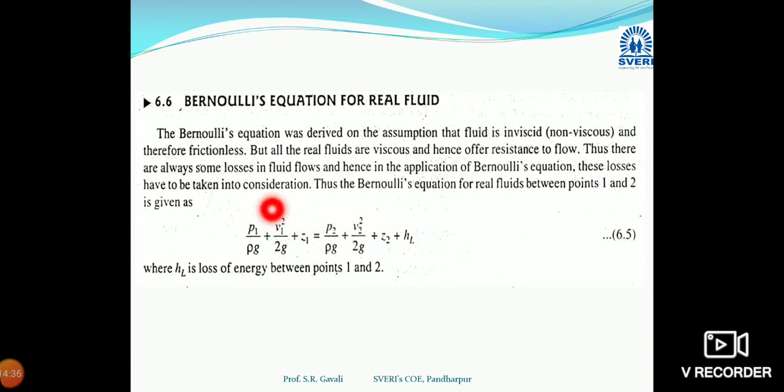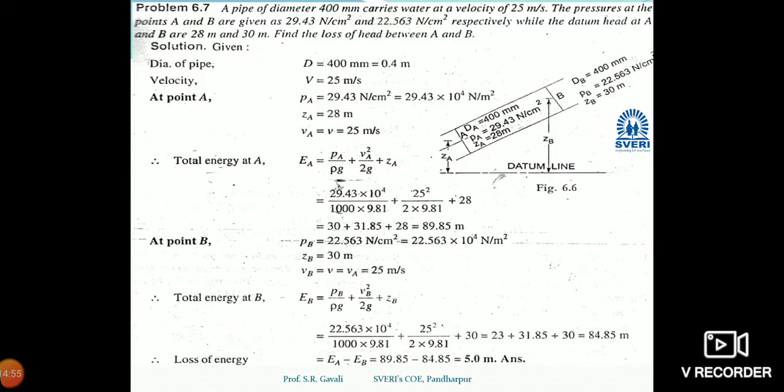So when we have to apply the Bernoulli equation for real fluid, we can say that P1 upon rho g plus V1 square upon 2g plus Z1 is equal to P2 upon rho g plus V2 square upon 2g plus Z2 plus HL, and this HL is nothing but head loss, and generally the maximum contribution to head loss is due to friction. Now we'll see the example of the Bernoulli equation for real fluids.